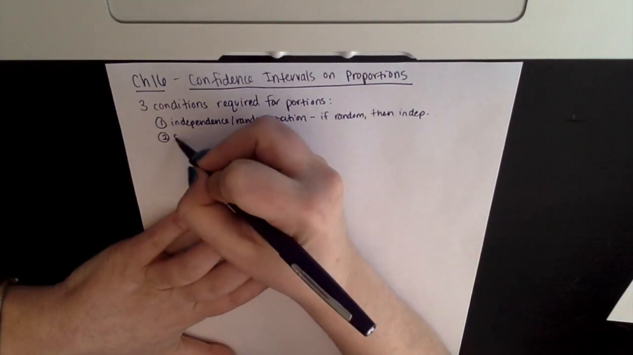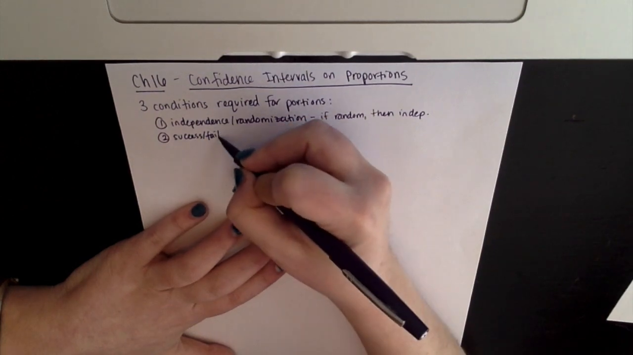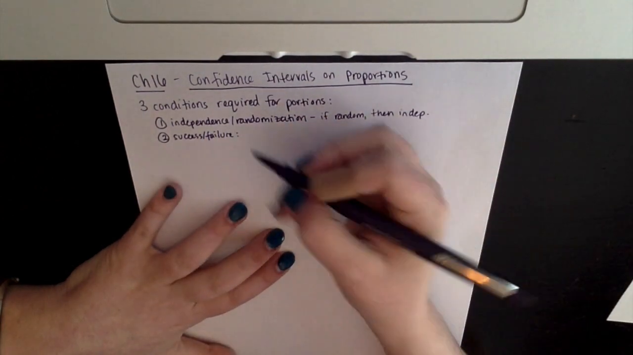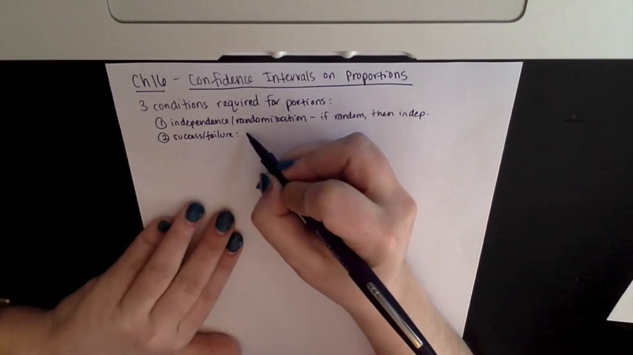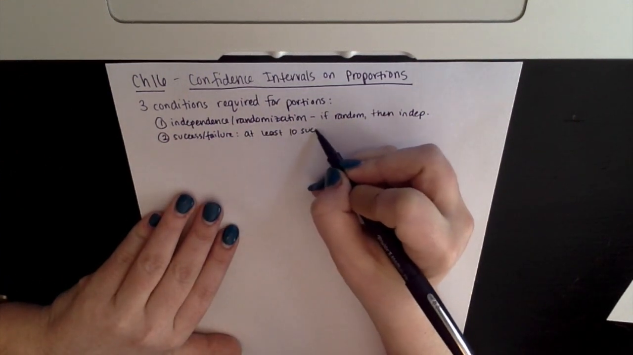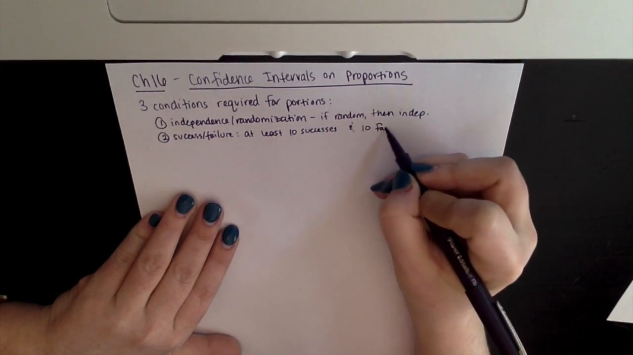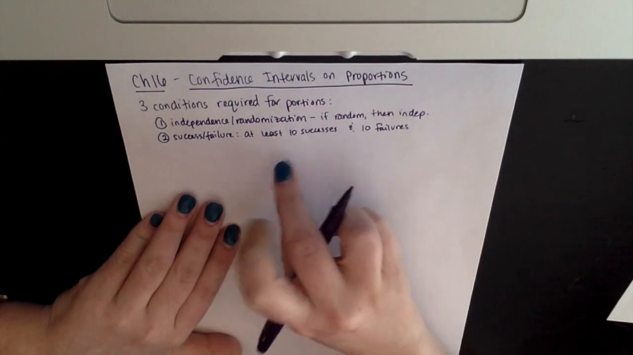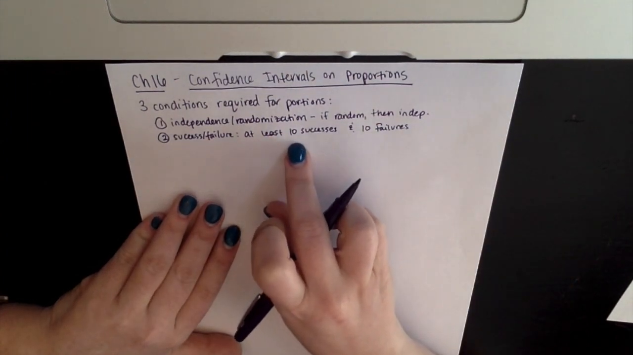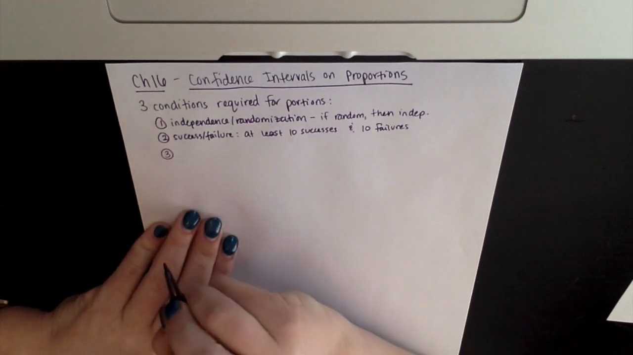For the second condition, we check success, failure. This takes some calculations to check. We actually have to make sure there must be at least 10 successes and 10 failures. So we have to verify that the number of people who said yes is at least 10 and the number of people who said no is at least 10 in this proportion.